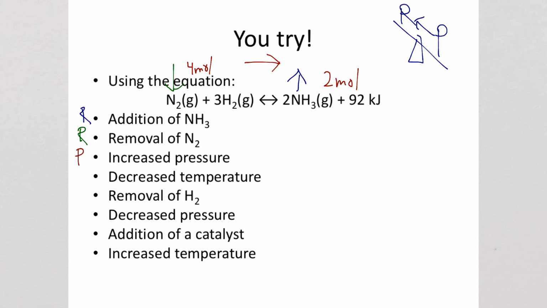Decreasing temperature. Decreasing temperature is the idea of decreasing heat. And so that would be almost like removing some of the products, which would give me my teeter-totter with products up high, reactants heavier, so to speak. So this will need to shift towards the products in order to relieve that stress of change.